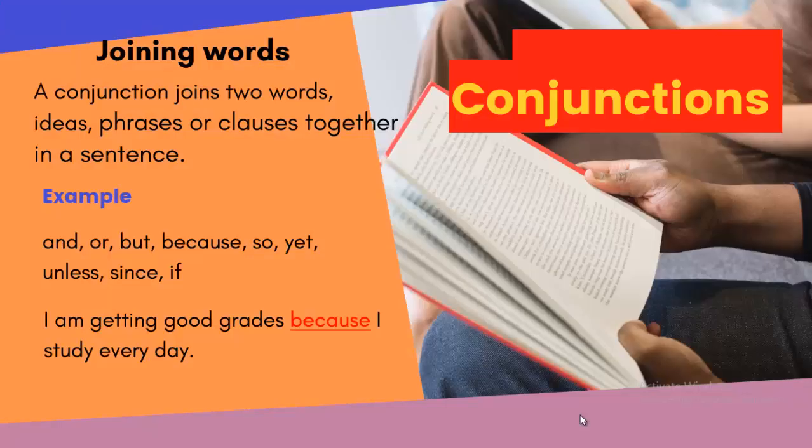What are conjunctions? Conjunctions are the joining words that join words, phrases, or clauses together. Conjunctions make it possible to build complex sentences that express multiple ideas. And, but, yet, and unless are the examples of some of the conjunctions. Look at this sentence. I'm getting good grades because I study every day. Here the word because is a conjunction that is joining two clauses together.